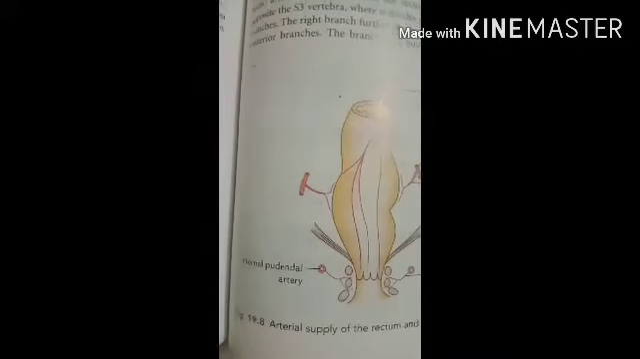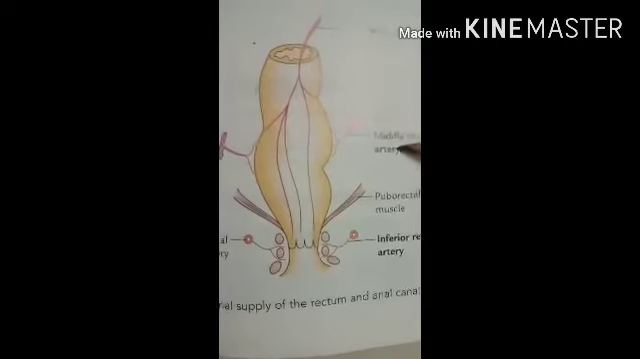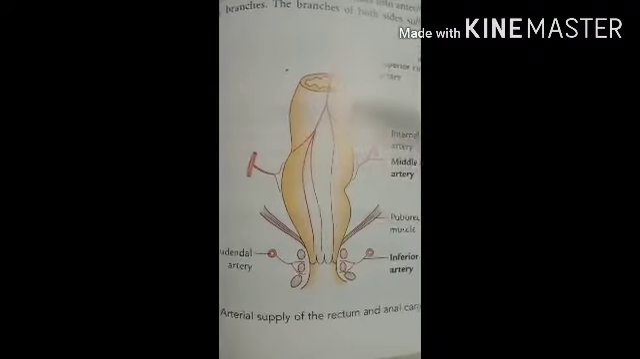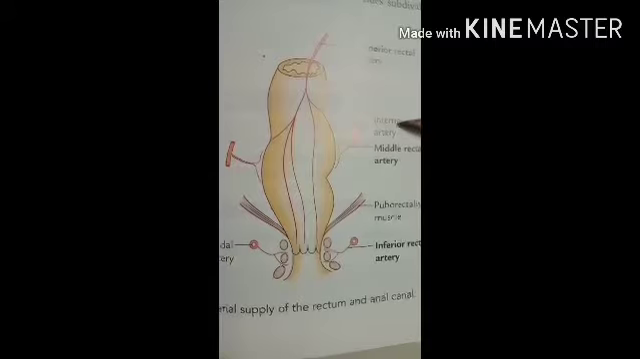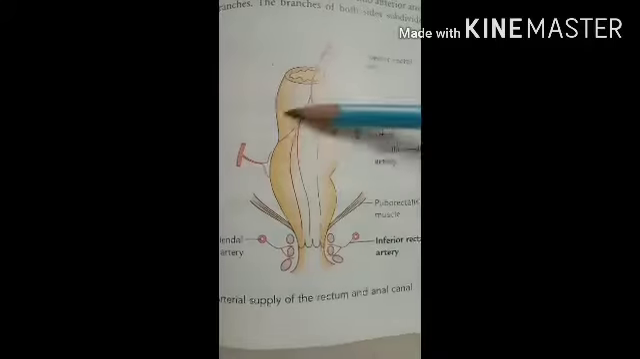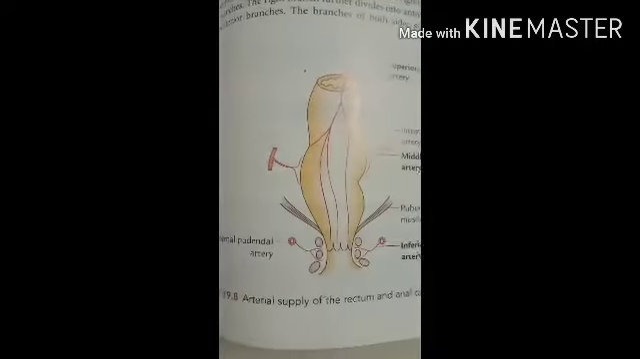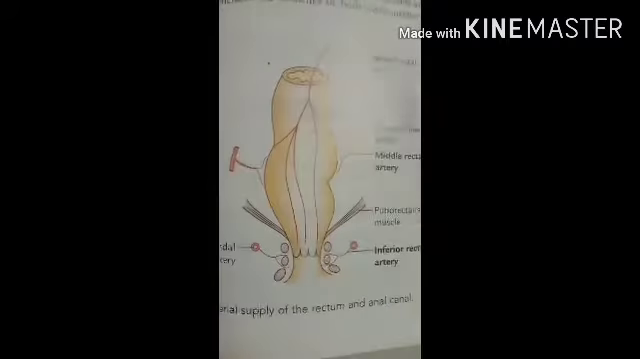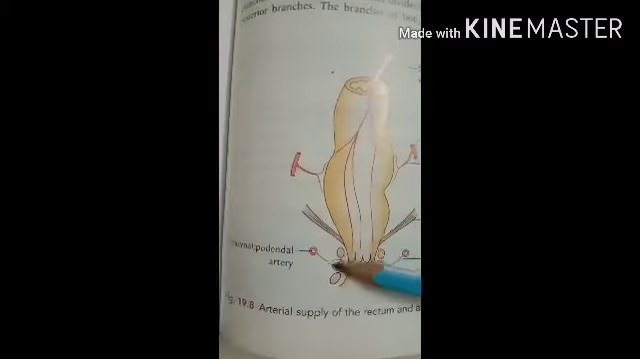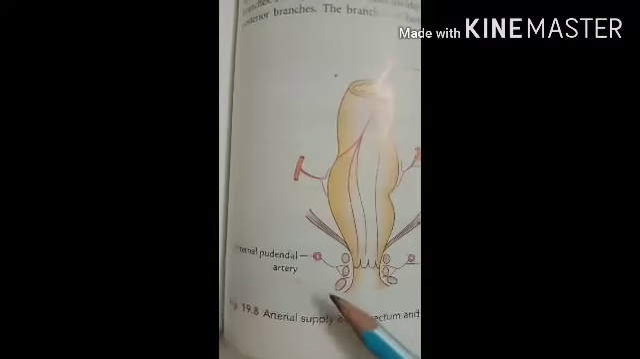Then the middle rectal artery. Here you can see this is the middle rectal artery. It is the continuation of the internal iliac artery, this one, and it supplies only the superficial part of the rectum. Okay? And the last one is the inferior rectal artery. This one supplies the lower part of the rectum, and it is the branch of the internal pudendal artery, this one.